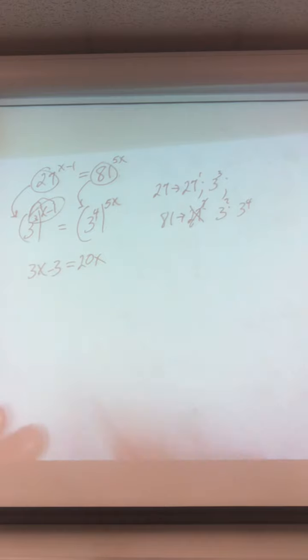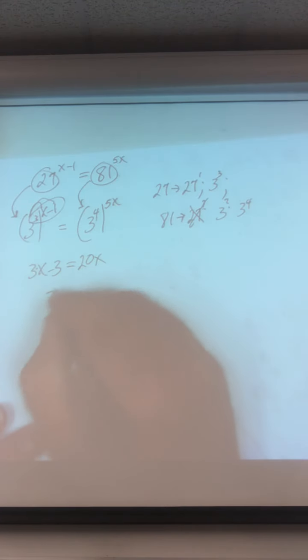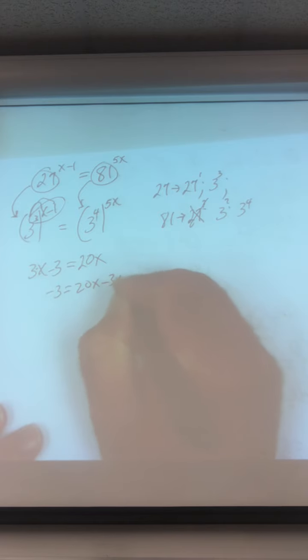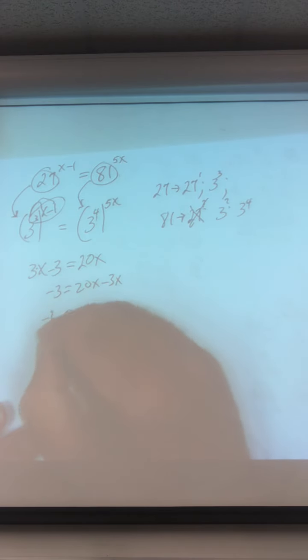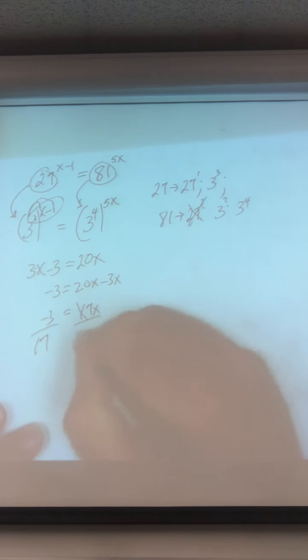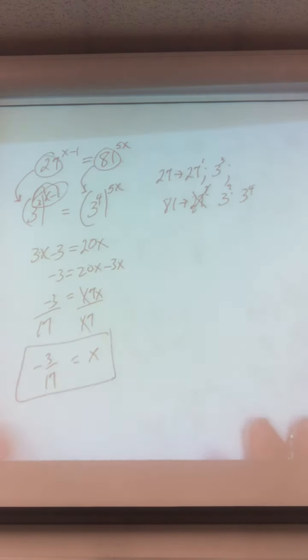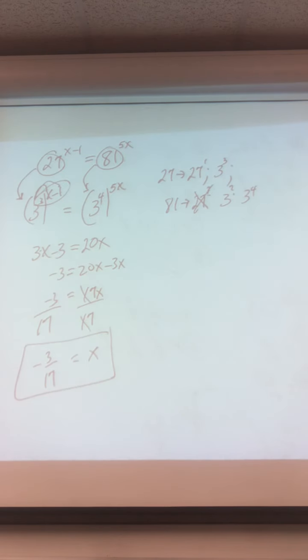Now, solve this one. So I'm going to move the 3x over to the right side, just be quicker. So this would be 17x equals negative 3. Then divide by 17 to get x equals negative 3 over 17. And this one we can't check because it's so messy. We can, but I'm not going to show you how to do that because it's so messy.